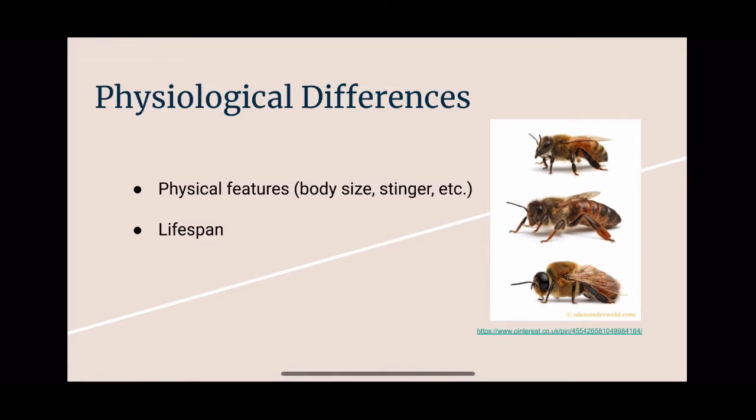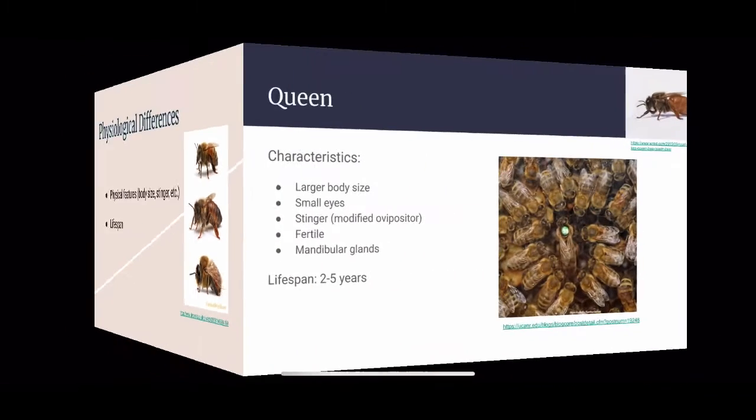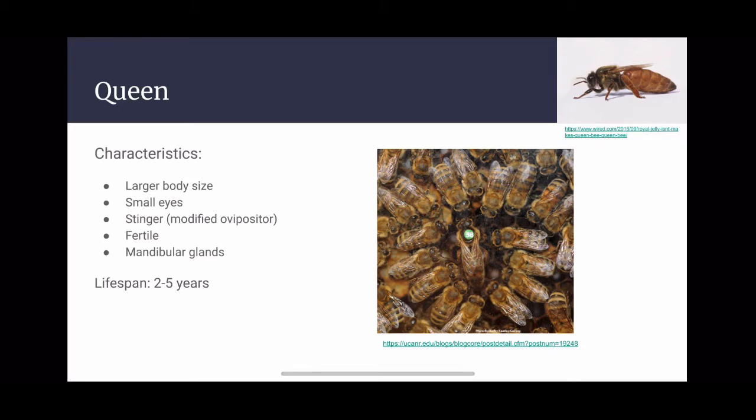Our first set of slides focuses on the physiological differences between worker bees, queen bees, and drone bees, such as their body size, their stinger, and their lifespan. Queen bees have a much larger body size, small eyes, and their stinger has been modified into an ovipositor, which allows them to lay eggs.